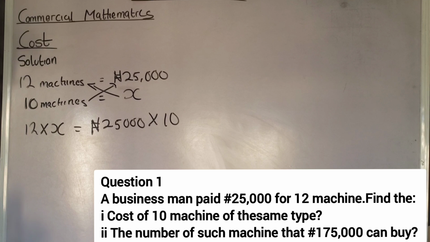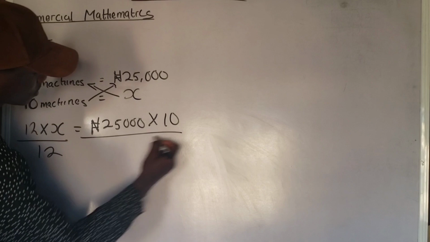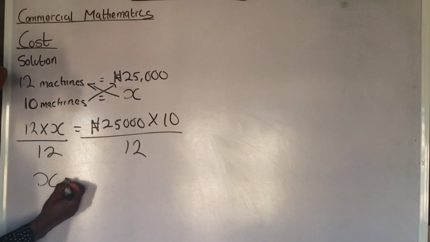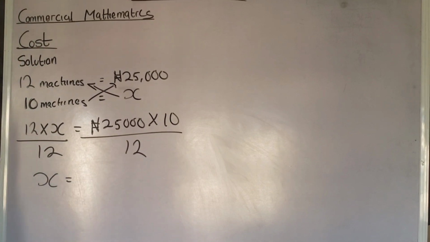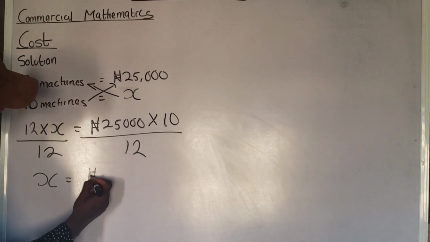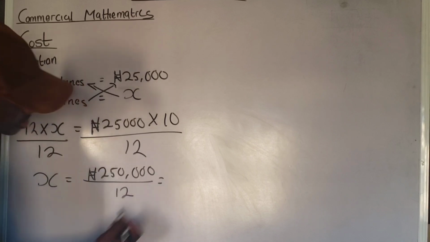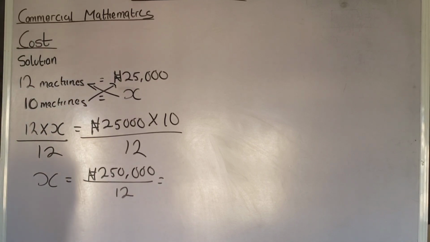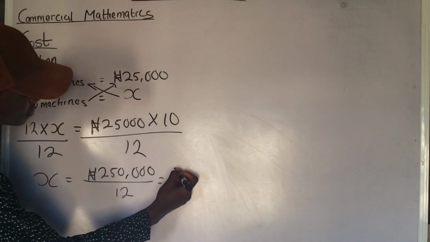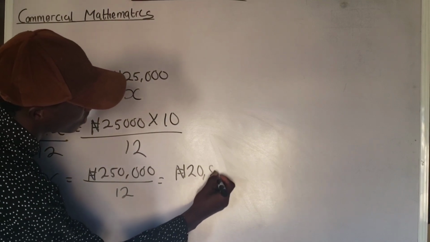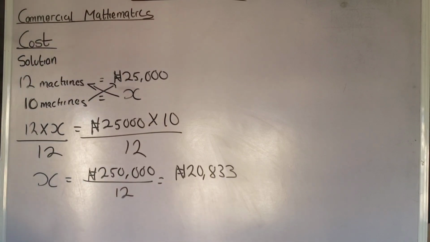The next step here is to divide both sides by 12. So I'm going to have X is equal to 25,000 naira multiplied by 10 divided by 12. That is 250,000 naira divided by 12. What's the answer? This will give us 20,833 naira. So this is the cost of 10 machines. That's the answer to the first question.